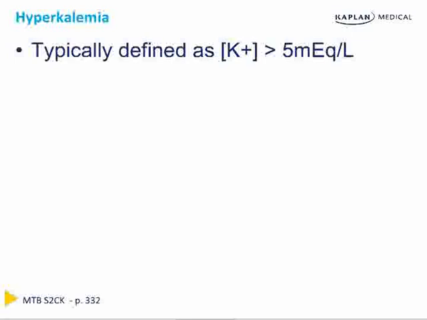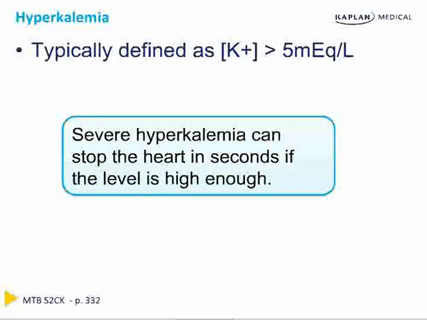Switching gears from sodium to potassium, we'll begin our discussion of hyperkalemia. Now, the etiology, complications, and treatment of hyperkalemia is highly tested on the USMLE Step 2 because it's so important to recognize quickly and treat clinically. Hyperkalemia is typically defined as a potassium level greater than 5 milliequivalents per liter. And severe hyperkalemia can stop the heart in seconds if the level of potassium is high enough or rises quickly enough. Potassium chloride is actually an ingredient in the lethal injection used in executions for that exact purpose.